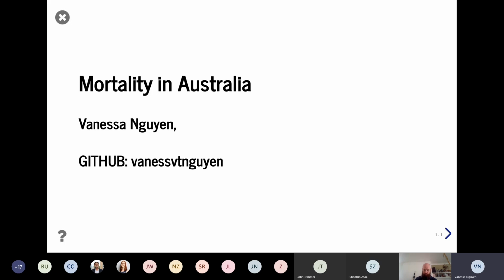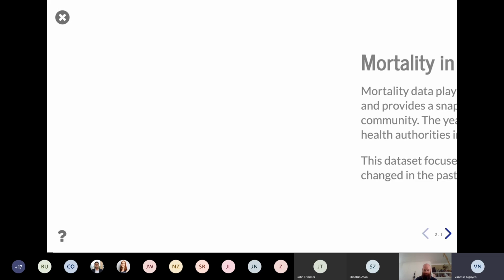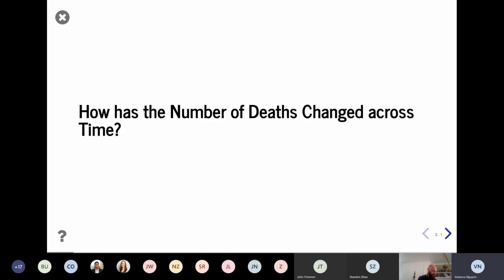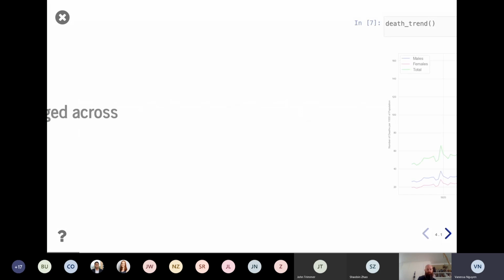So my data project is on mortality in Australia. In this presentation, I'll be looking at how the mortality rates have changed in the past millennia, and also how it has changed in the past 3 years, from 2015 to 2017. At first, I looked at the number of deaths and how it's changed from 1907 to 2017.